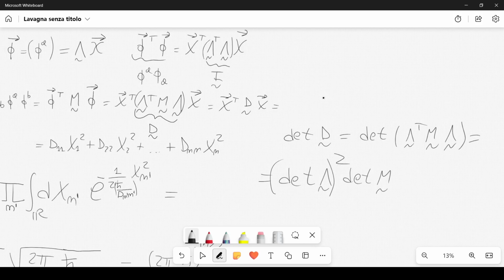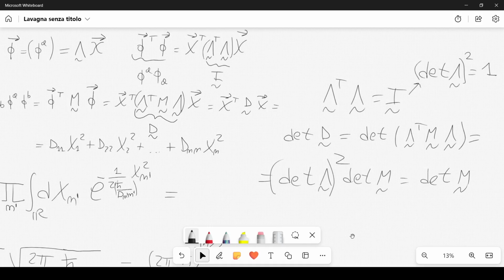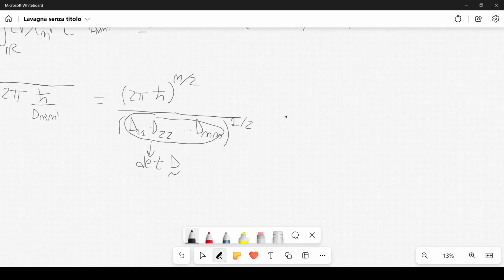But now, since we know that lambda transpose lambda is equal to the identity, we also know that the determinant of lambda squared will be equal to the determinant of the identity, which is just 1. So this factor is equal to 1. Therefore, this is just the determinant of M. So the determinant of D is equal to the determinant of M.